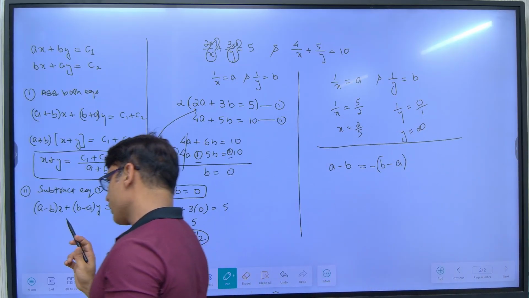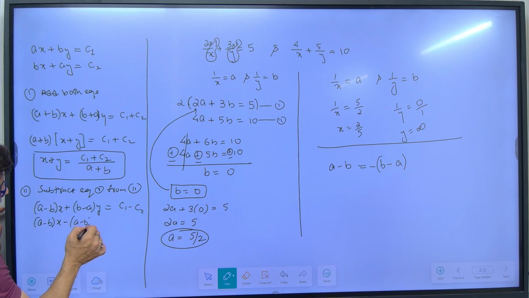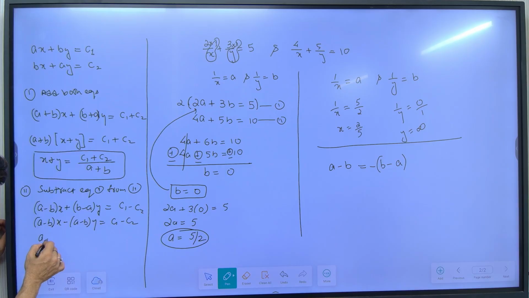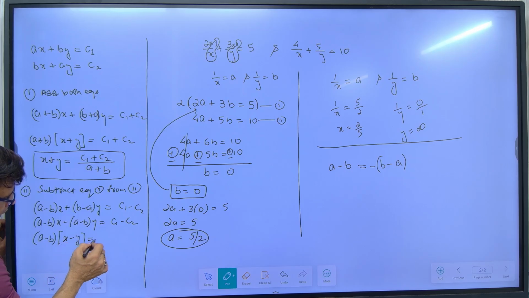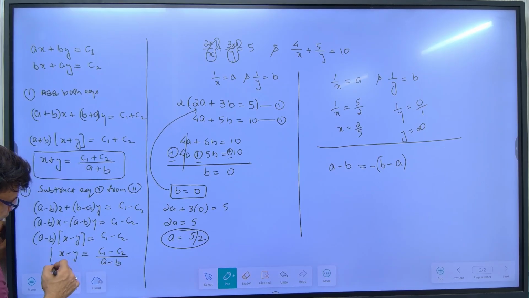Here, I cannot take a minus b as common, right? Because this is a minus b and this is b minus a. So if I flip it, one negative sign will come out or not? So now this will be (a minus b) times x minus (a minus b) times y is equal to c1 minus c2. So a minus b you take common, and in bracket you'll have x minus y. And what is x minus y equal to? c1 minus c2 over a minus b, right?